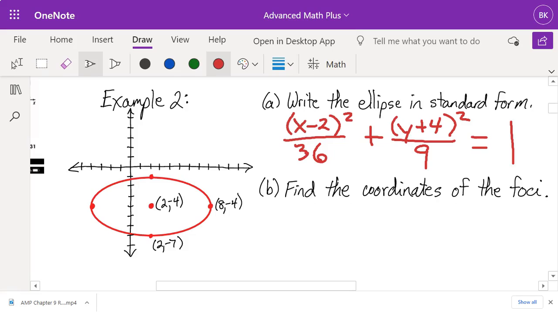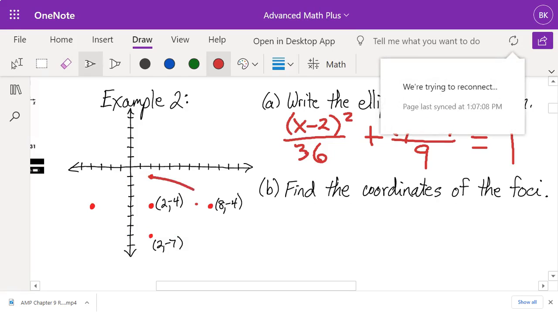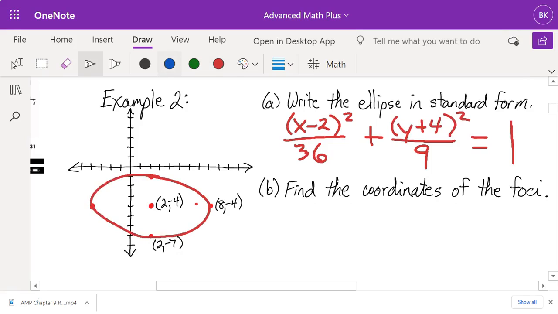Okay? Part B says find the coordinates of the foci. So they want us to know where the foci are. Like, I know they're somewhere in here, but they want to know exactly where they are. All right? So what do we use to get the foci? What letter? C. Oh man, now I've got to draw it. This is not going to be good. Yeah, it's bad, but what it is what it is. Okay, so to get C, we're going to say the square root of what minus what? A squared minus B squared.